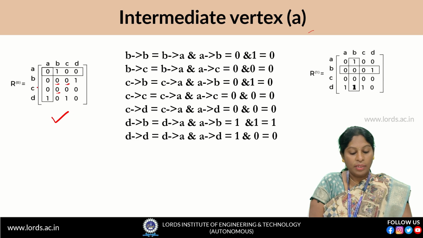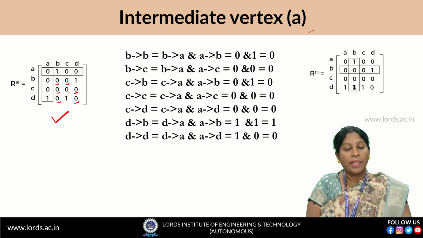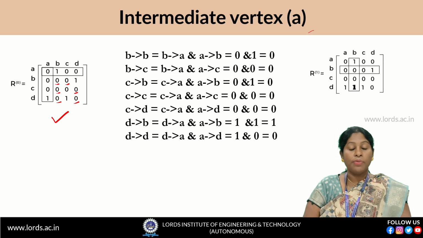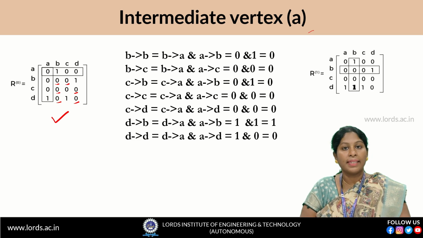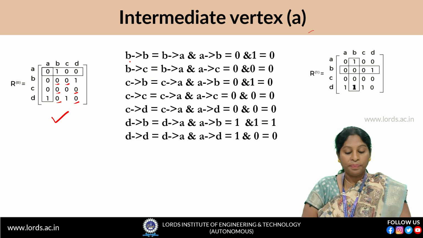And where are those zeros? C to B, C to C, C to D, as well as B to B, B to C, and D to B and D to D. So wherever zeros are there, we need to convert them using the transitive closure. How? By using the formula we have already discussed in the previous slides.